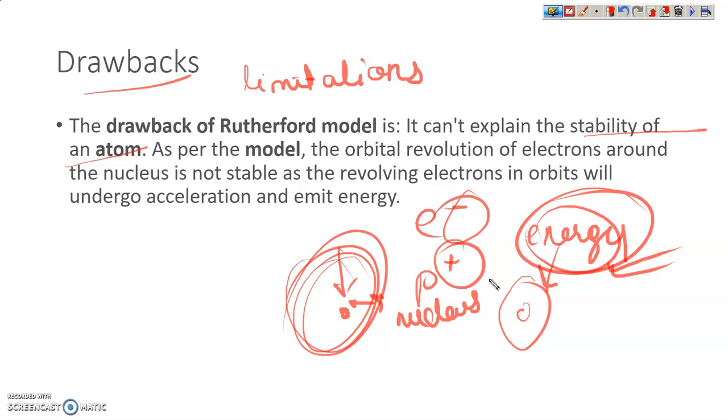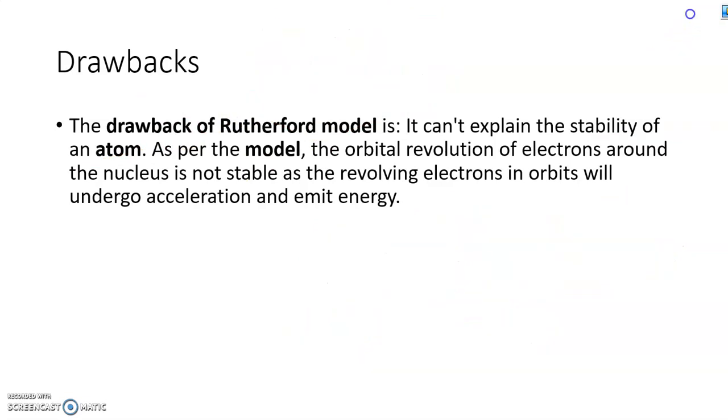But atoms are quite stable. If they are moving, they should collapse, but they are not coming to the center. So this was a drawback of his model. So we are done with Rutherford's atomic model and Rutherford's alpha scattering experiment.